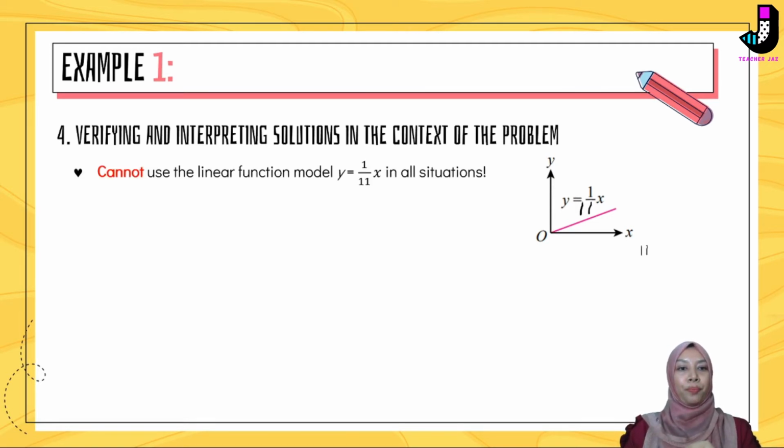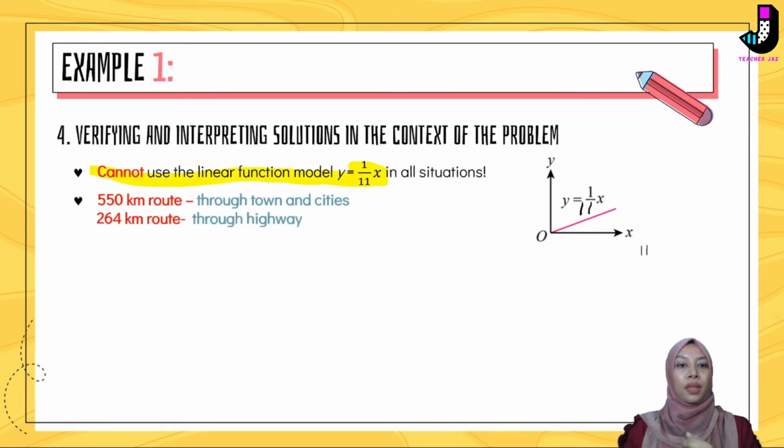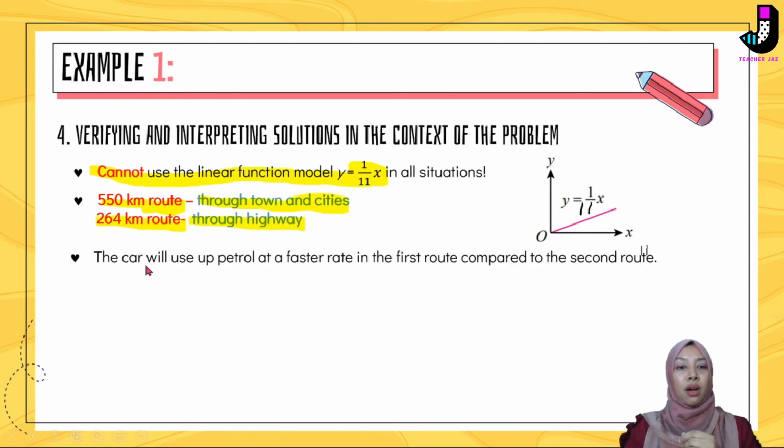So here you have to verify and interpret solutions, right? But in this verifying, you cannot use the linear function model in all situations. Why? Because let's say the 550 kilometer route goes through towns and cities, while the 264 kilometer route goes through the highway. The car will use up petrol at a faster rate in the first route compared to the second route.